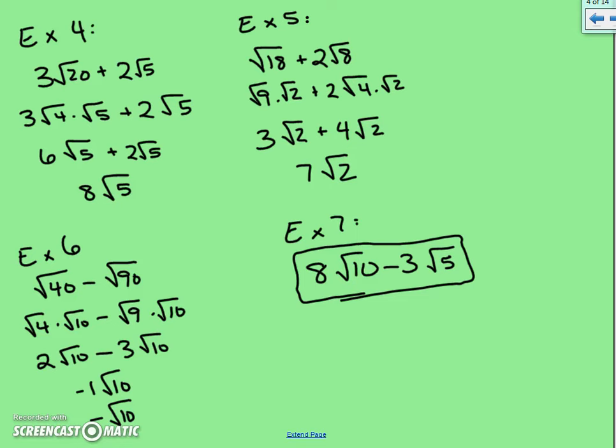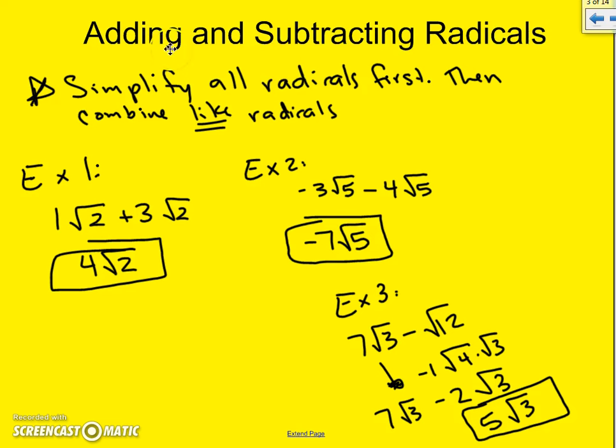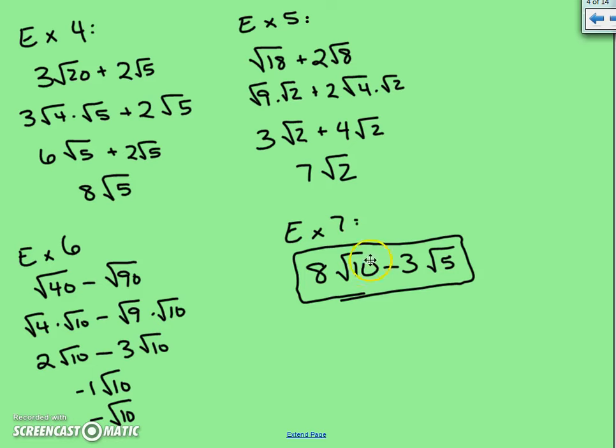Again, the main thing that you need to remember when you are adding or subtracting radicals: simplify all your radicals first, and then if you have any common like terms, you can go ahead and add those like terms. If they aren't common, like our last example, then you can't combine those. All of these other ones had something that we could combine. This last one didn't.